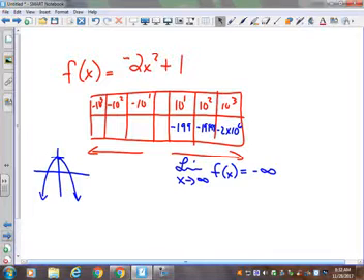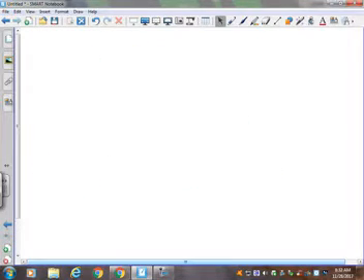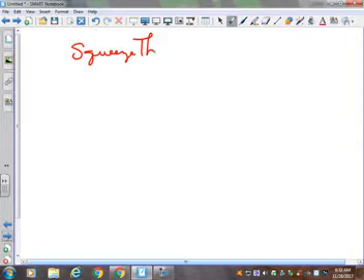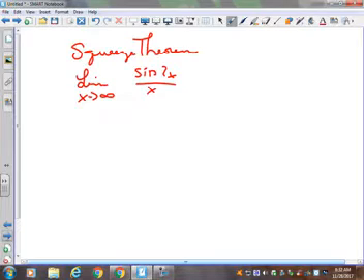All right, a couple other odd questions. We've talked a little bit before about the squeeze theorem. And I keep trying to reiterate that the squeeze theorem is a great way of determining a limit. So the limit of x as it approaches infinity of sine of 2x over x. See, this is not our rule.